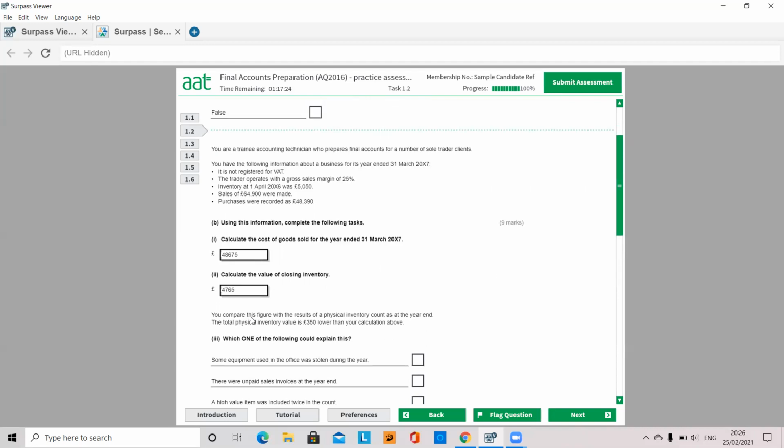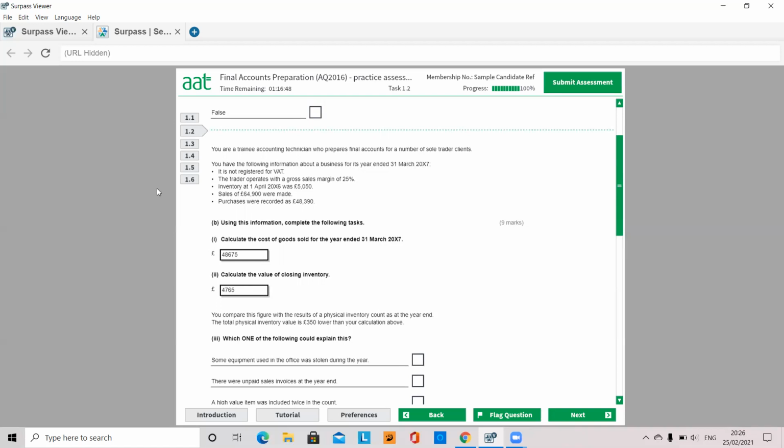So this one says, you now compare the figures with the results of the physical inventory count at the year end, and the total physical inventory is £350 lower than your calculation above. So it's basically saying that according to our figures, our closing inventory is 4,755, but you've done your physical count and it's 350 lower. Anybody who works in retail will understand stock control and counting your stock. So similar process. So we need to find out, so why is that?